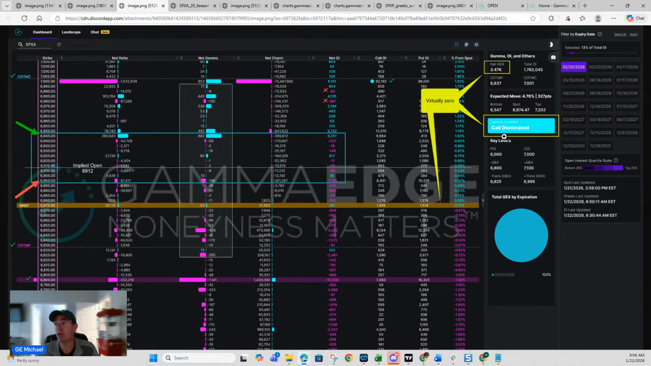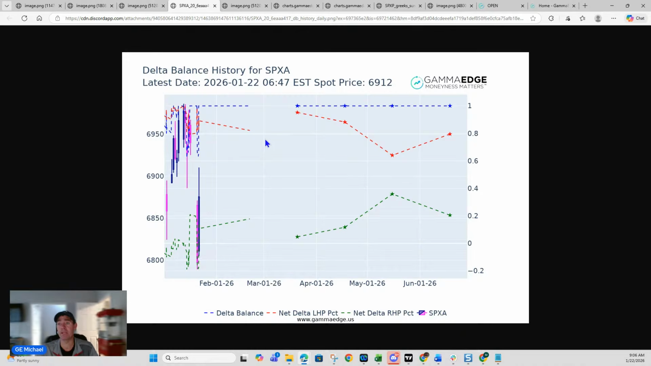So watch this. Call dominated as of now, though. So supportive on pullbacks. Unless we start getting below the transition areas, then we'd be a little bit more cautionary and a little bit more bearish on this heading into the February expiry. All right, moving on to the SPXA delta balance.